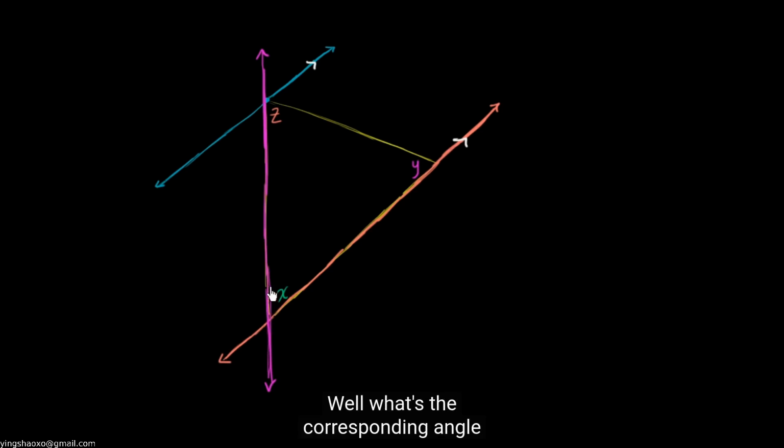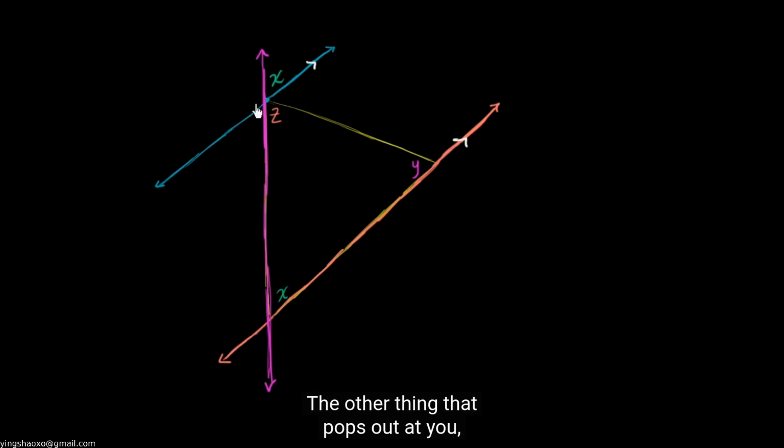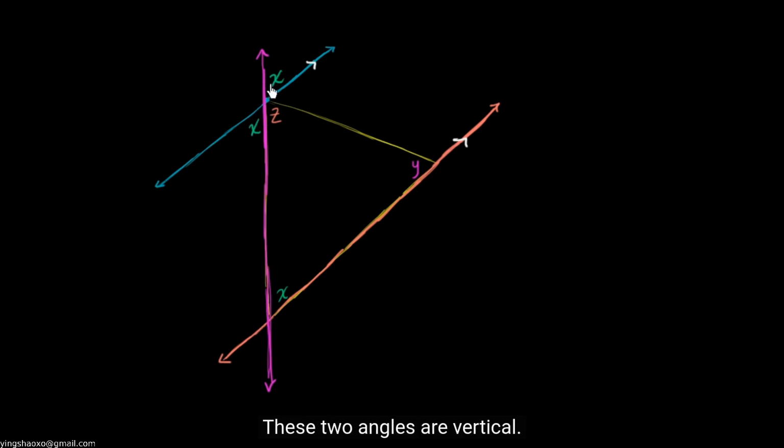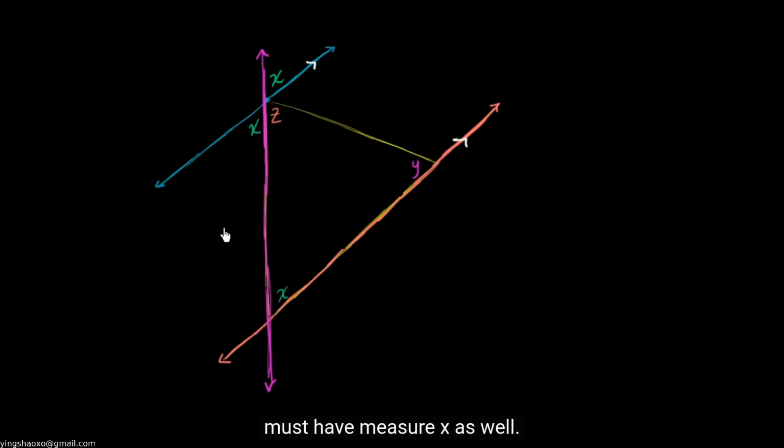What's the corresponding angle when the transversal intersects this top blue line? What's the angle on the top right of the intersection? The angle on the top right of the intersection must also be x. The other thing that pops out at you is there's another vertical angle with x, another angle that must be equivalent. On the opposite side of this intersection, you have this angle right over here. These two angles are vertical, so if this has measure x, then this one must have measure x as well.